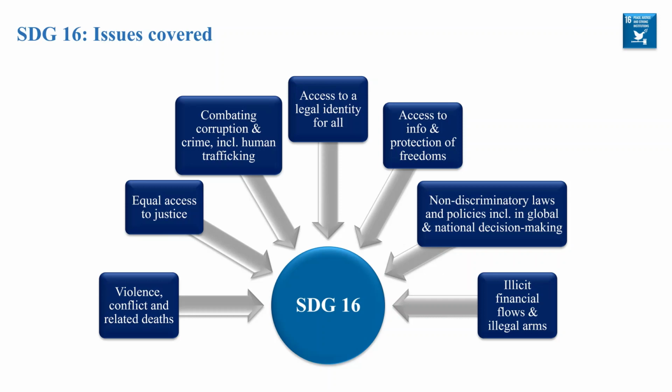I was talking about IDs yesterday and birth certificates and not being able to access education. Under goal number 16 is where they talk about legal identity, whether people have IDs, birth certificates, any form of legal identity, access to information as well, protection of the freedoms of people, and non-discriminatory laws and policies, including at the national decision-making level. And if Tsitsi's here, there's a big role for the legal fraternity here, and then also illicit financial flows and illegal arms.